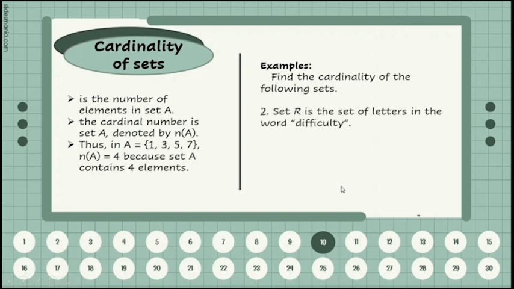Okay, so for number 2, we have set R is the set of letters in the word "difficulty". So R equals {D, I, F, C, U, L, T, Y}. The cardinality of set R is equal to 8 since we have only 8 distinct letters in the word difficulty.